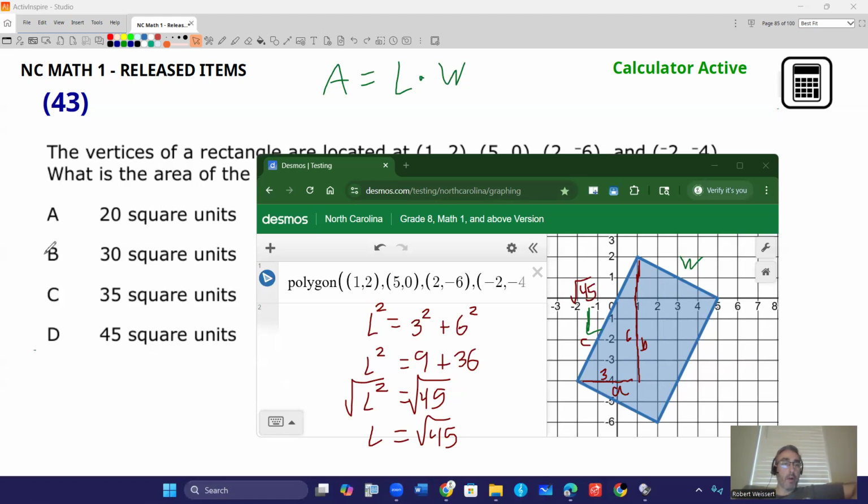I'm going to find another right triangle that I can pull out from the width here. And so I can see here, maybe I'll use this one, where that's going to be 2 by 1, 2, 3, 4. So my width squared is equal to 2 squared plus 4 squared. So my width squared is equal to 4 plus 16, which is equal to 20. So my width is going to be the square root of 20.